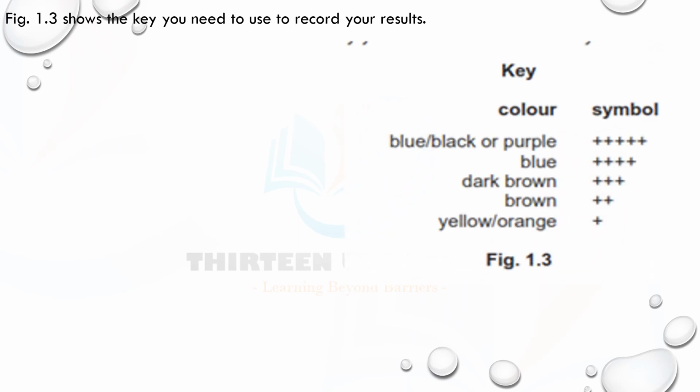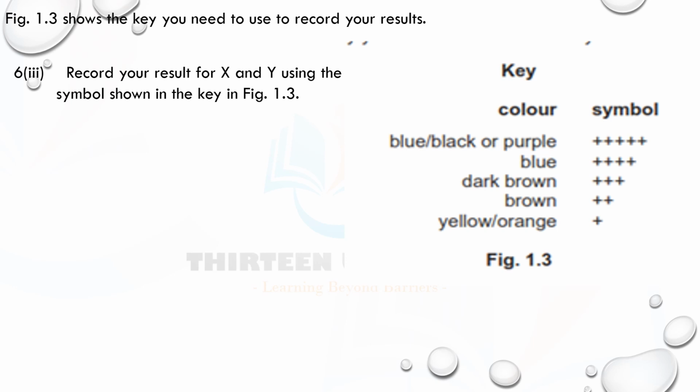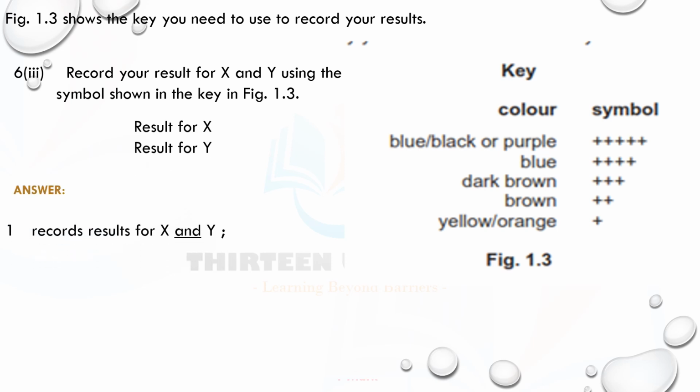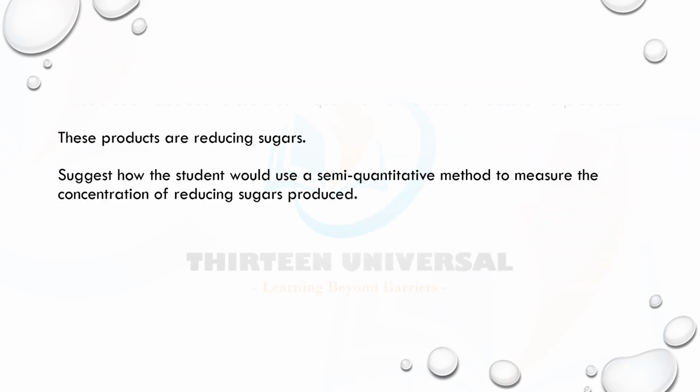All right, so let's go. See the key again. Use the key to record your results. Record your results for X and Y using the symbols. So you have to record it based on your table, what you have done, for X and Y, just 1 mark.